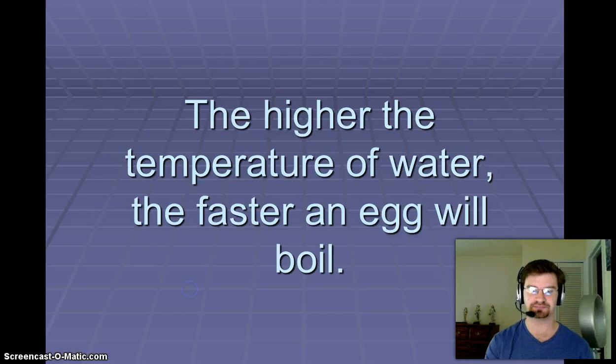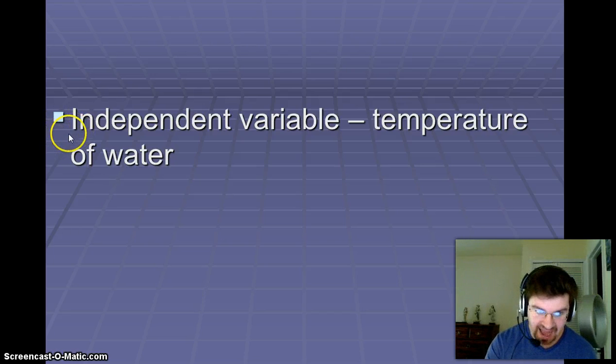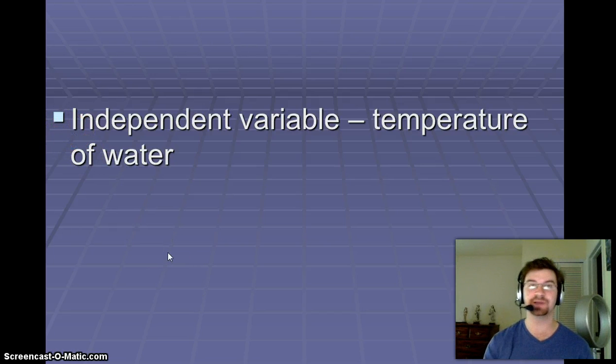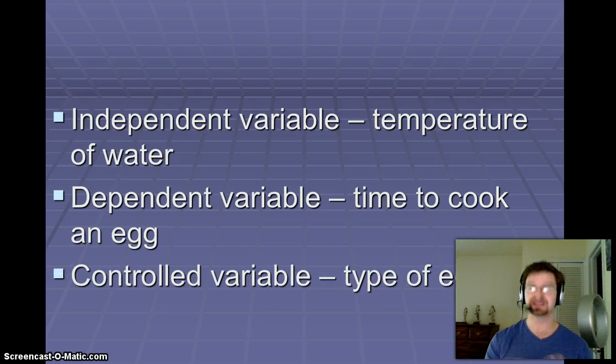Let's do another one. The higher the temperature of water, the faster an egg will boil. Okay? So, what is my independent variable? It's the temperature of the water. I am changing the temperature of the water. What am I measuring? What's my dependent variable? My dependent variable is the time to cook an egg. That's what we're measuring. And what is my constant? We're probably keeping the type of egg the same.